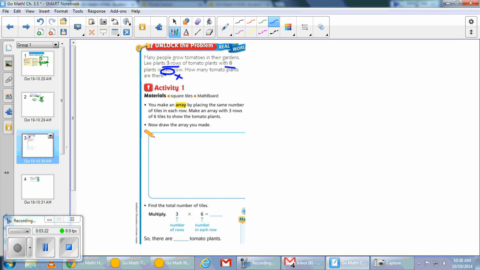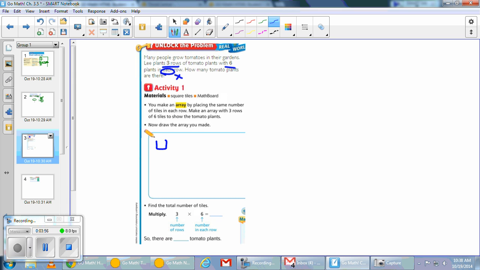Okay. Now it says that your materials are to use your square tiles. There are some square tiles in the Math Center bin for you to use, but even better to do that is to just draw them, because then you're showing me your work. The key to drawing them is to make sure that you are drawing them nicely and making sure that they stay in nice straight rows so that you can see your equal grouping. You can make an array by placing the same number of tiles in each row. Make an array with 3 rows.